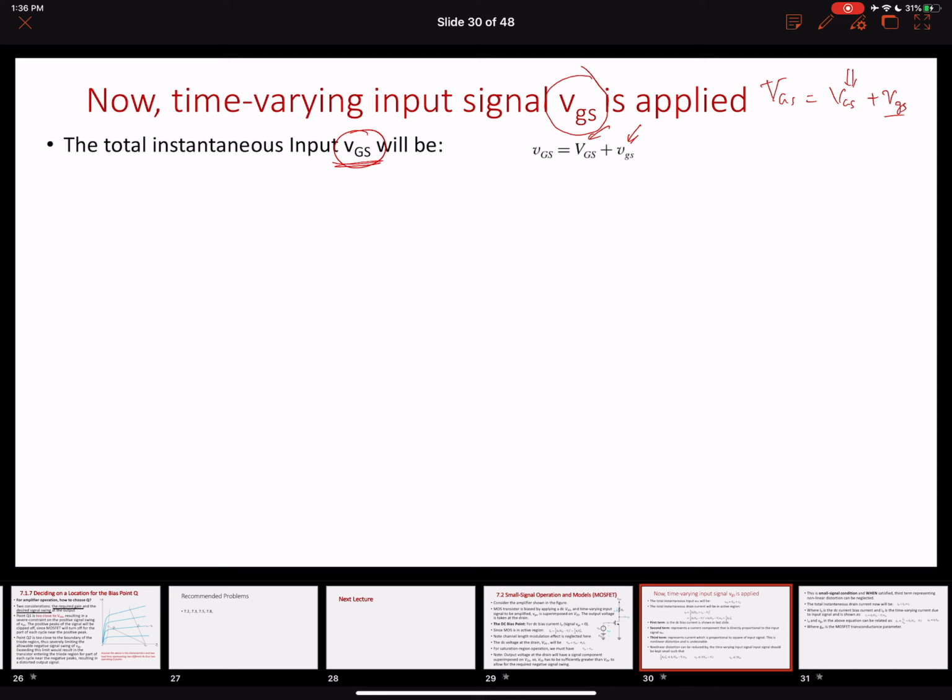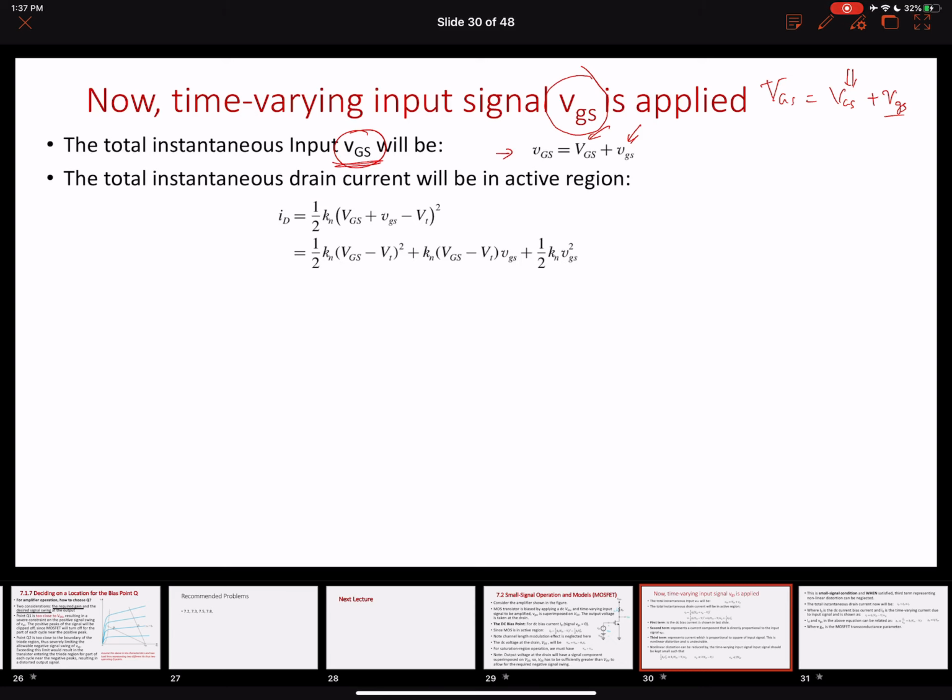So our total instantaneous value of the gate to source voltage at the input will be the summation of the two, the time varying component and the DC value of the gate to source voltage. Similarly, our instantaneous value of the drain current will again be the summation of the two. And so what do we get over here?